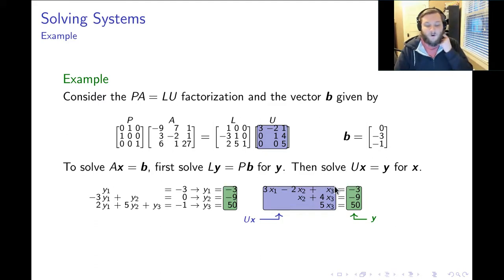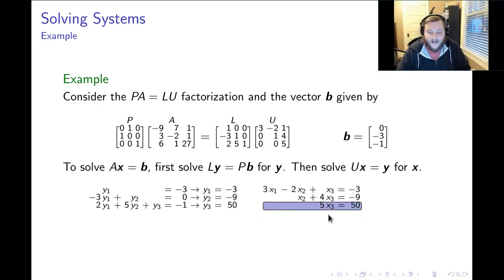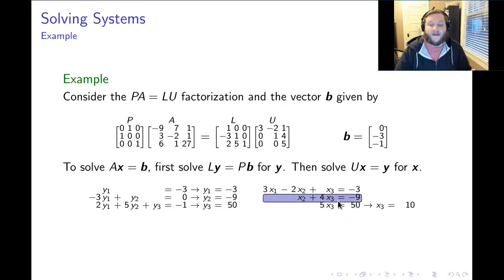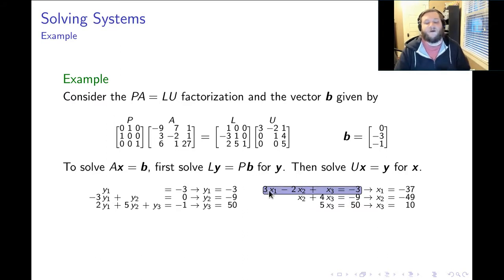So instead of working my way from the top down, I can work my way from the bottom up, solving for the various variables. In the last equation, I can cleanly solve for x3 to get x3 equals 10. I can then substitute x3 equals 10 into the second equation and solve for x2. When I do the arithmetic there, I get x2 equals 49. Then I can go to the first equation and take my values of x3 and x2, put them into the equation, and solve for x1. Here I end up with x1 equals negative 37.